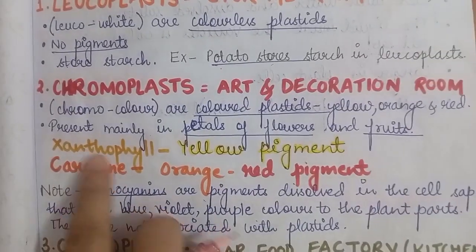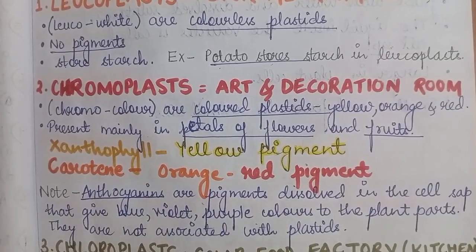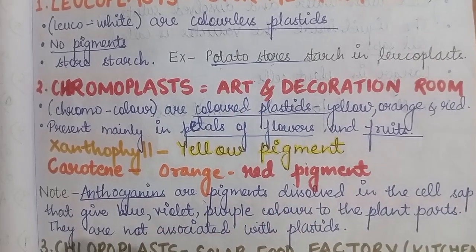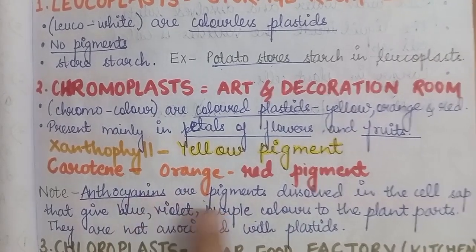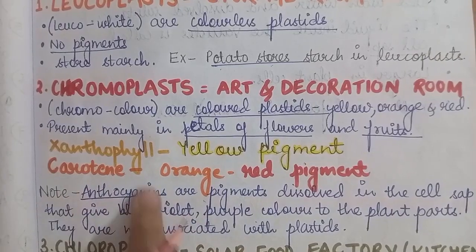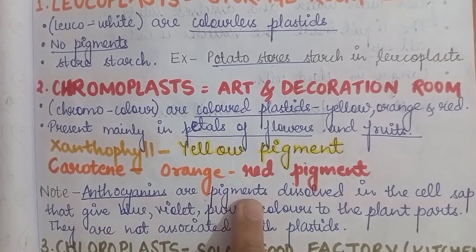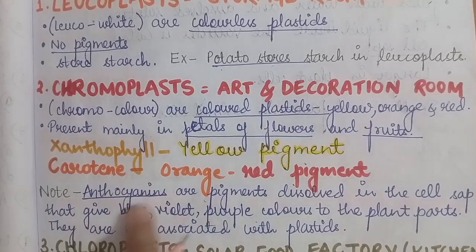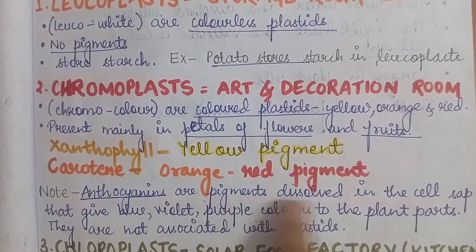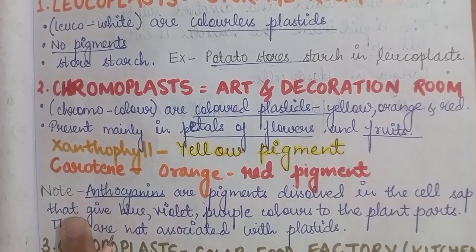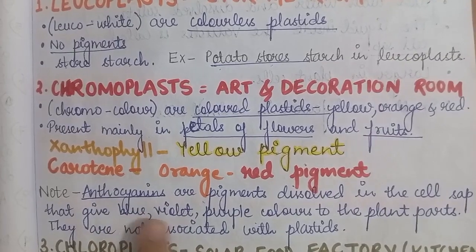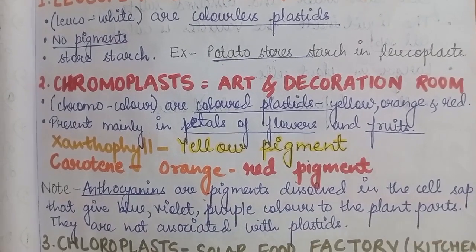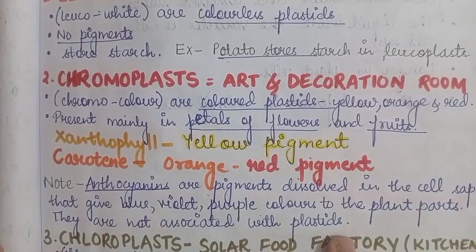In flowers we have also noticed some differently colored structures, like purple flowers and blue flowers. Who is responsible for that color? For that, the anthocyanin pigment is responsible. It is not associated with plastids. These are not plastids, but pigments which are dissolved in the cell sap, and which give blue, violet, and purple color to the plant parts. So note that they are not associated with plastids.